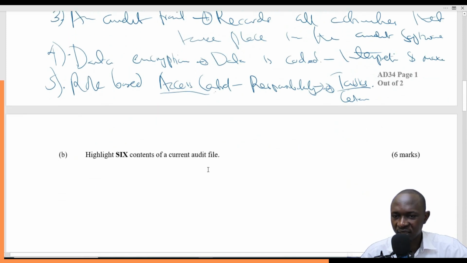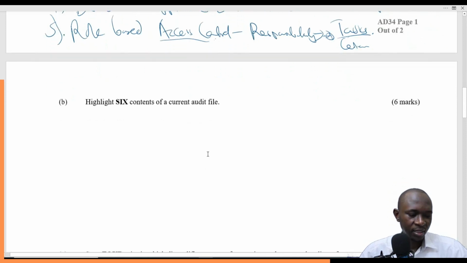of course with some mild explanations. Then question B: highlight 6 contents of a current audit file. Highlight 6 contents of a current audit file.